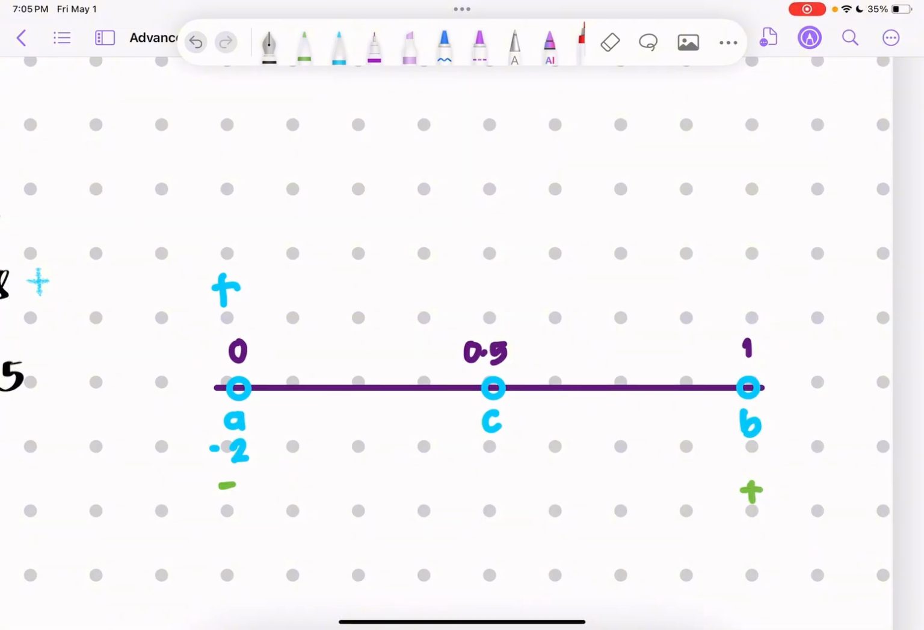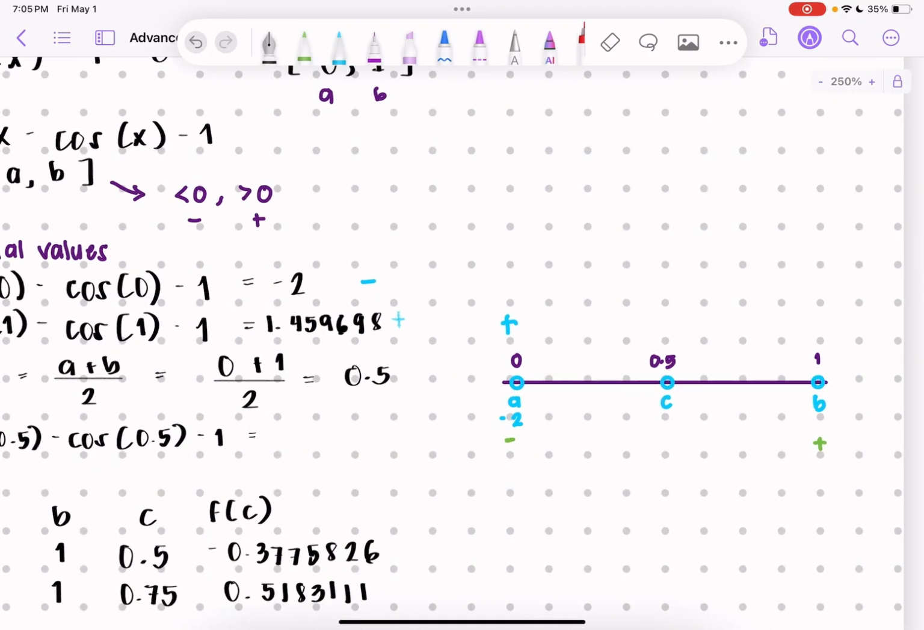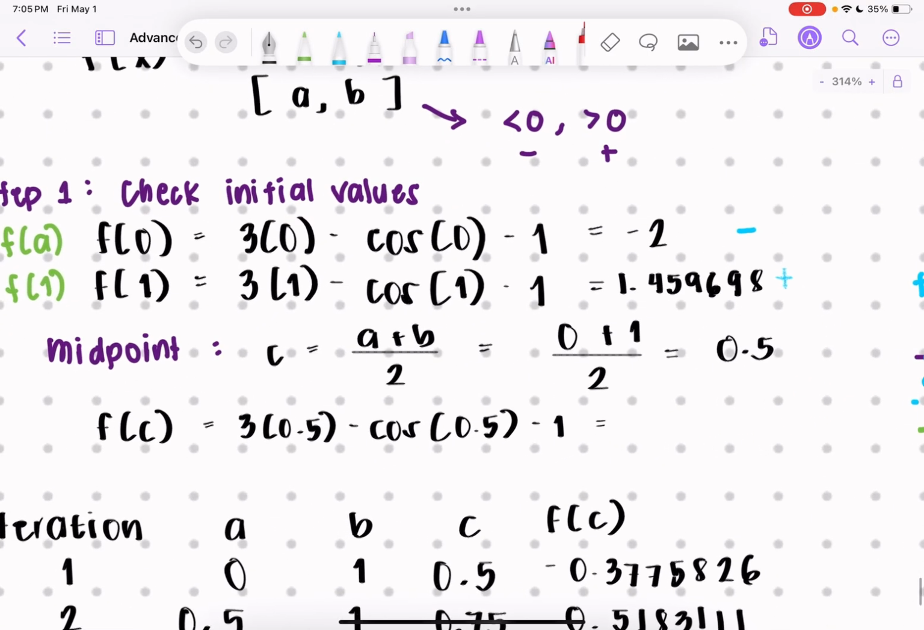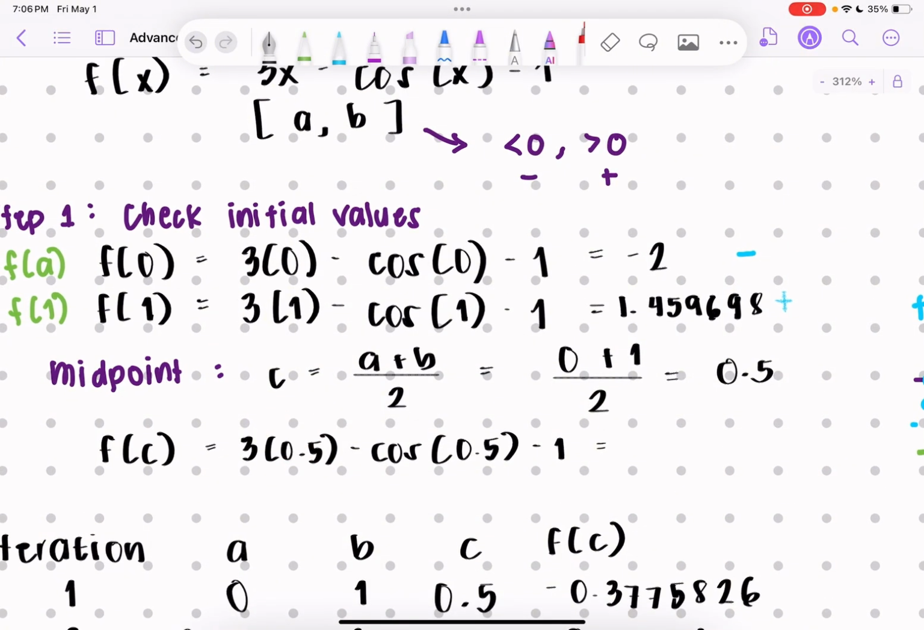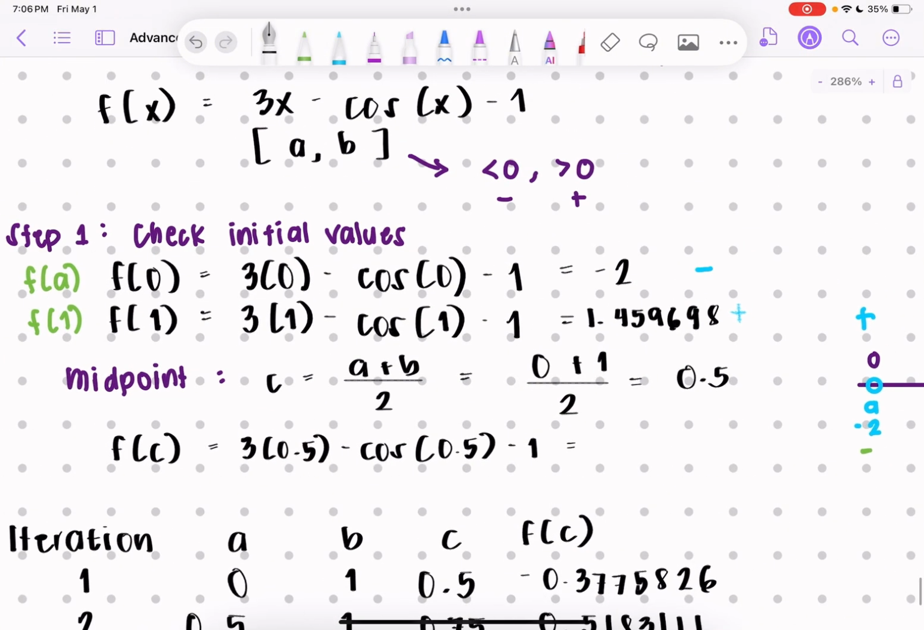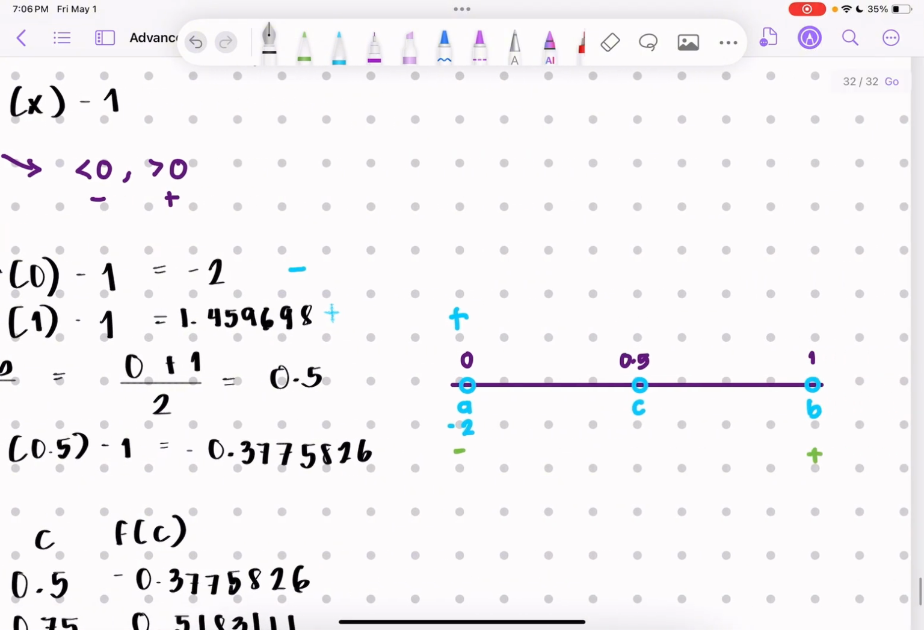Now we need to solve for the f of c. For f of c, just simply plug in the value of c, which is 0.5, to the main equation. And that would give us negative 0.377586. So let me just quickly write it down.